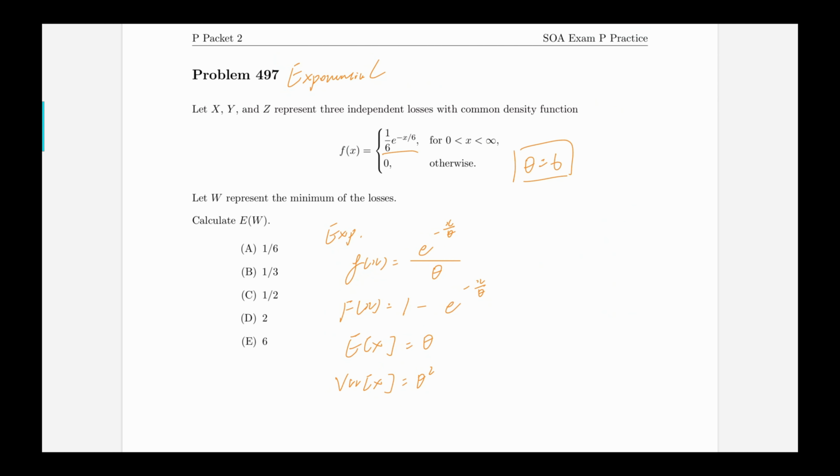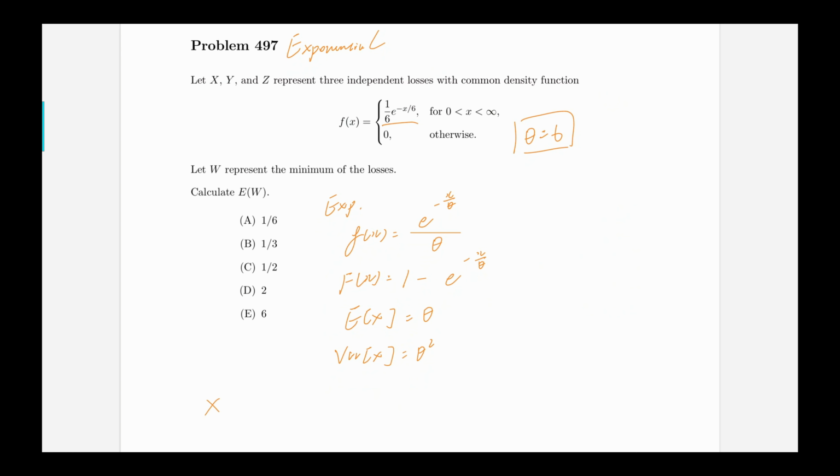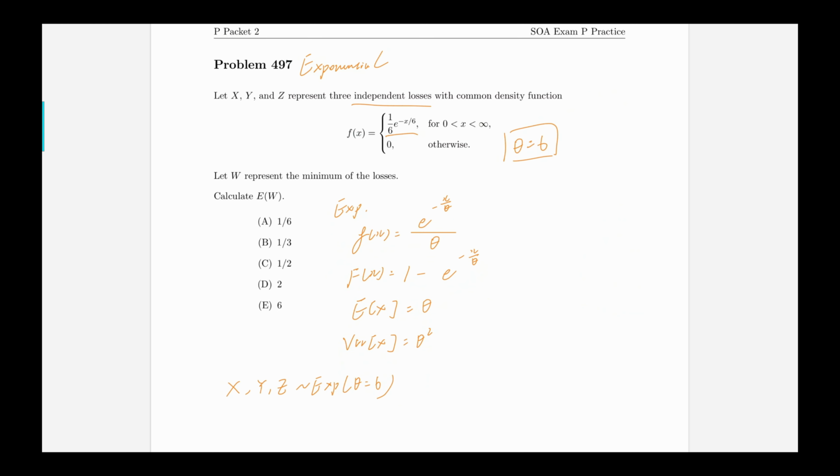And we know that x, y, and z are independent random variables which can be modeled by the exponential function with the mean of 6. So this is what I know. And the question defines w to be the minimum of x, y, and z. So this is sort of interesting. And we want to find the expected value of w.